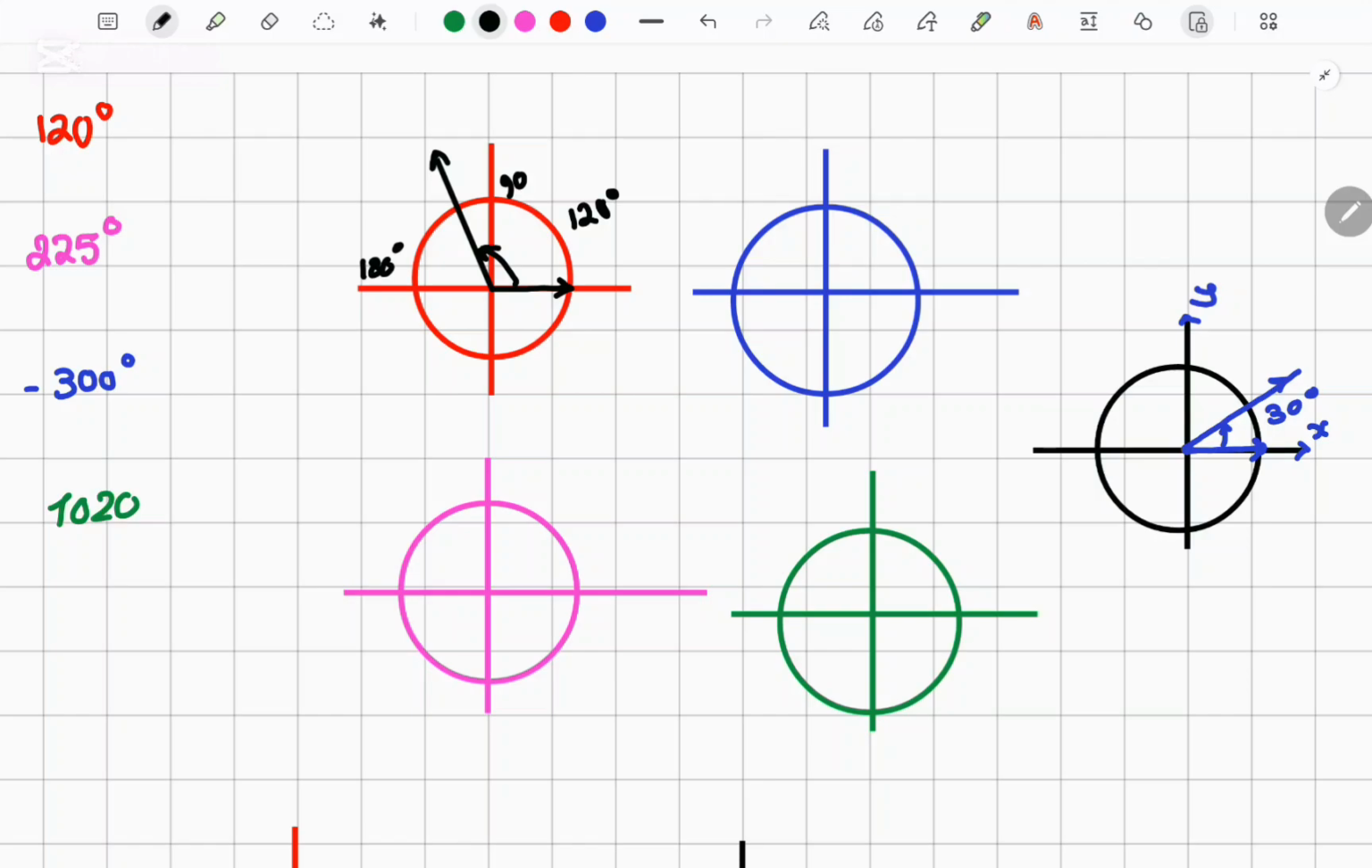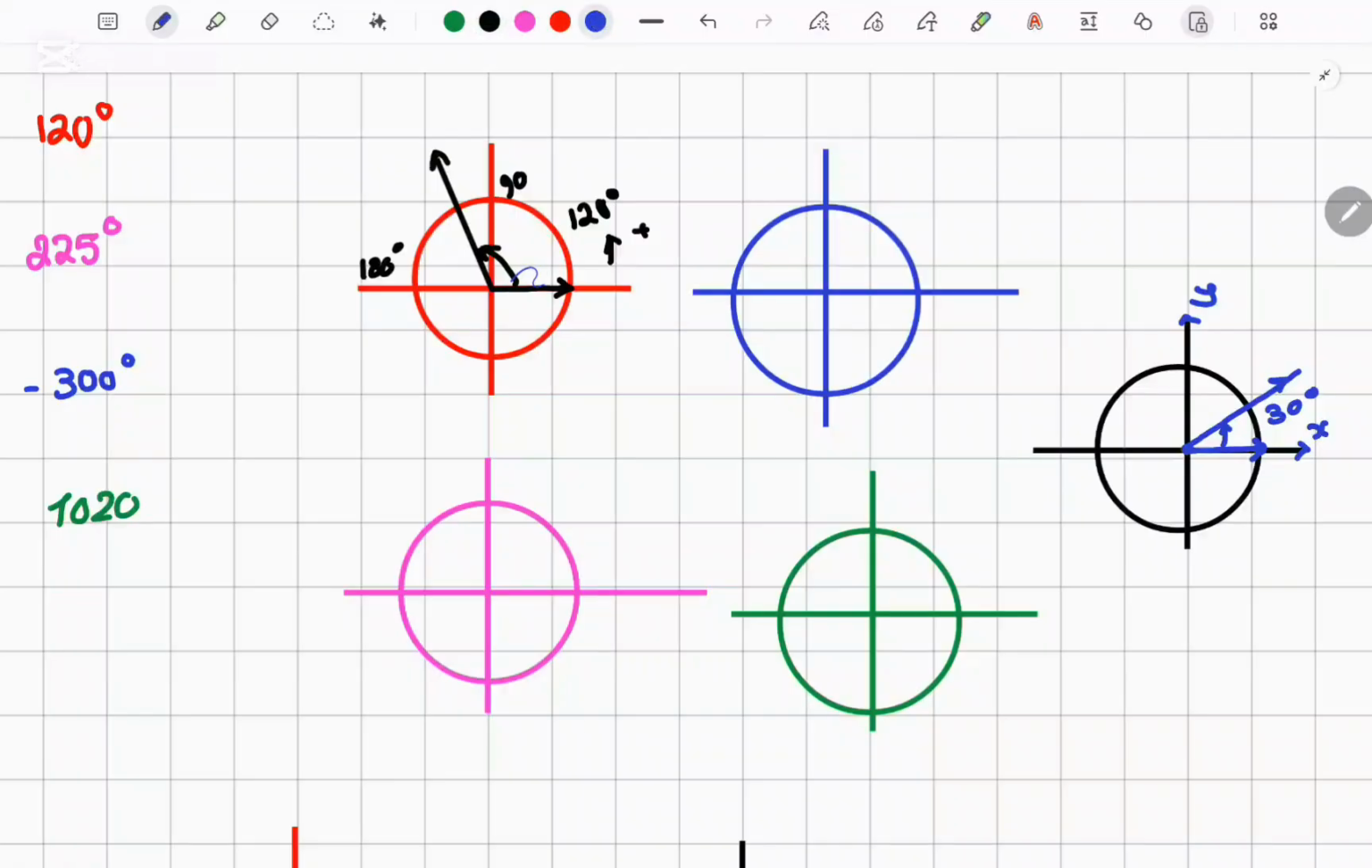So bear with me. If I want to find the first positive coterminal, meaning the angle that is going to be located in the same place, but it's supposed to be different and it's supposed to be positive. So if it's positive, it means that it has to go counterclockwise and we have to go this way, right? So that's the meaning of being positive.